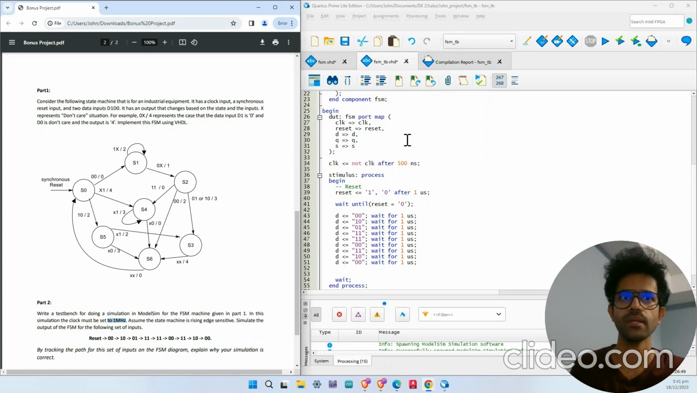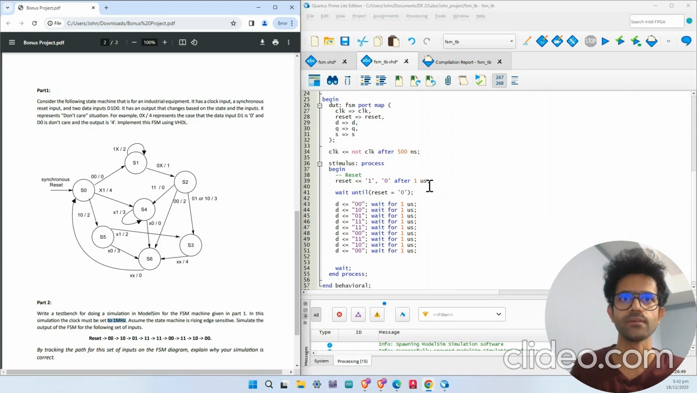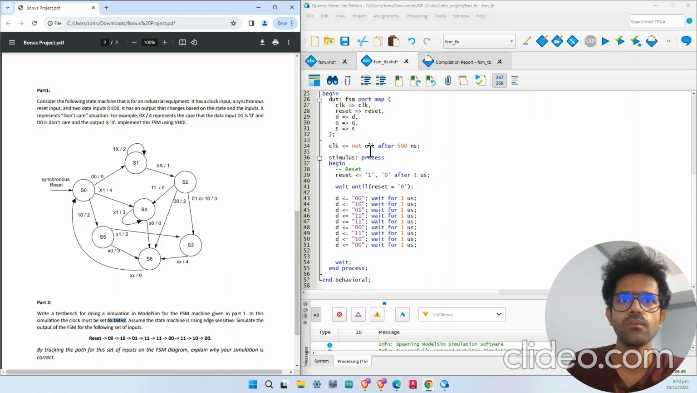For half the time period, it will be on. For half the time period, it will be off. So this entire signal will have a time period of 1 microsecond, and thus we'll be able to implement the 1 megahertz frequency. So this takes care of the clock. And now let's look at the stimulus inputs we give. And first, the reset case.